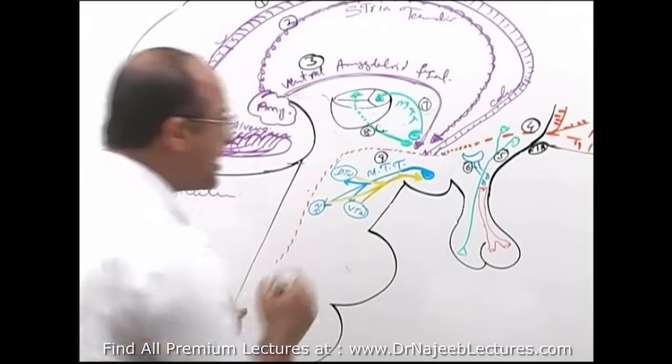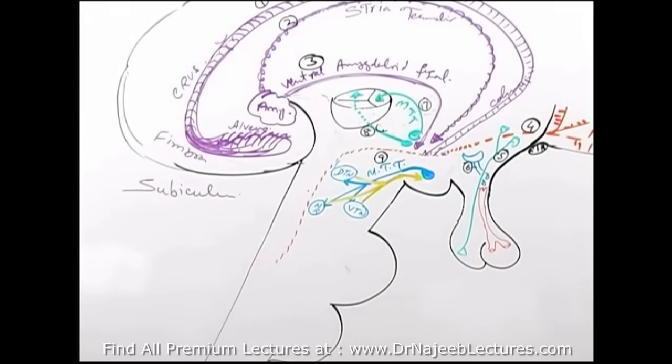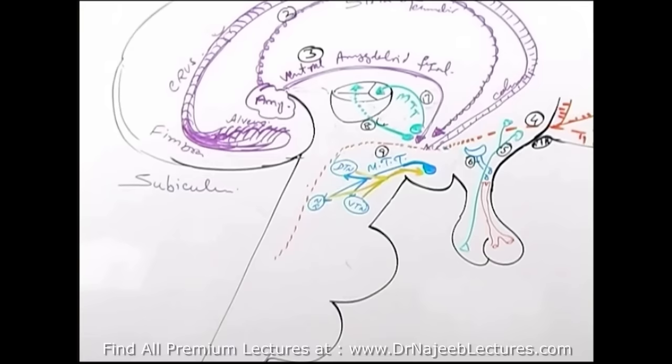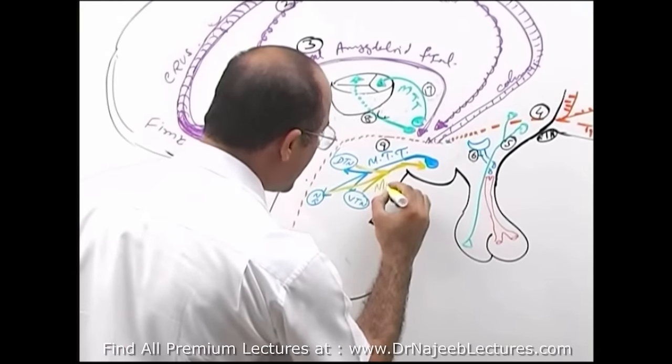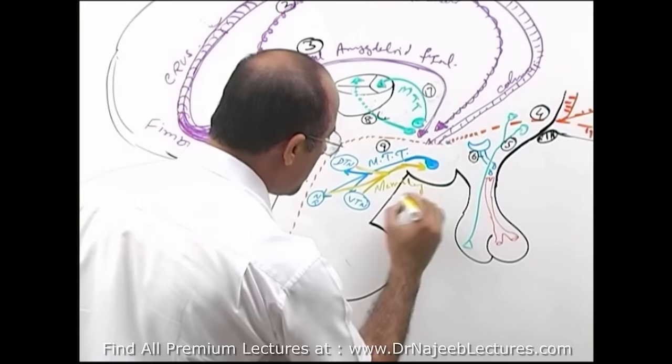Is that right? And what is this pathway called, which is reverse? That is called mammillary peduncle. What is it? Mammillary peduncle.